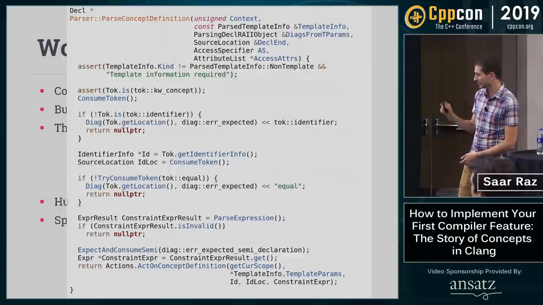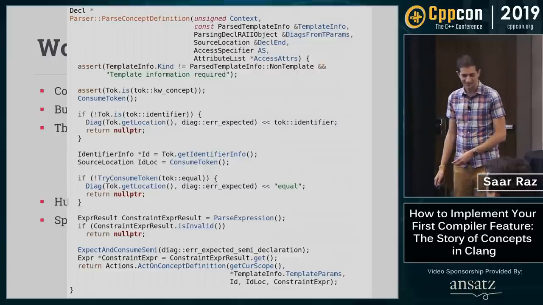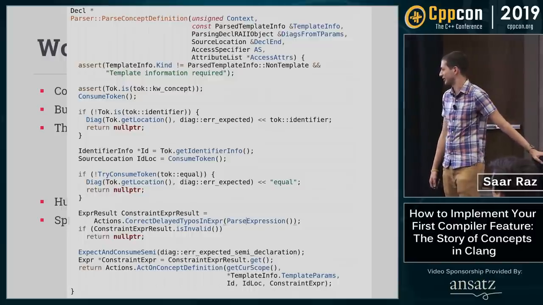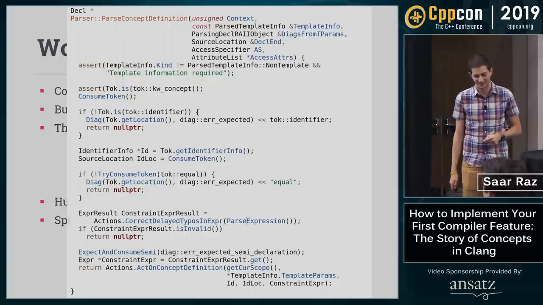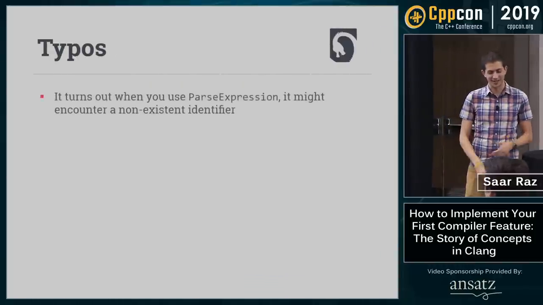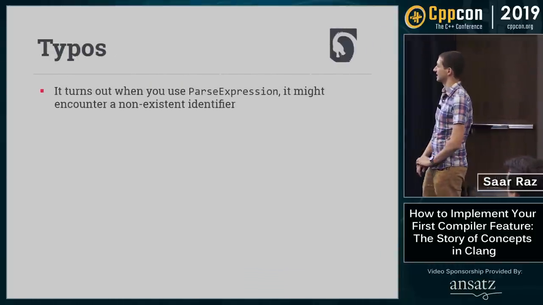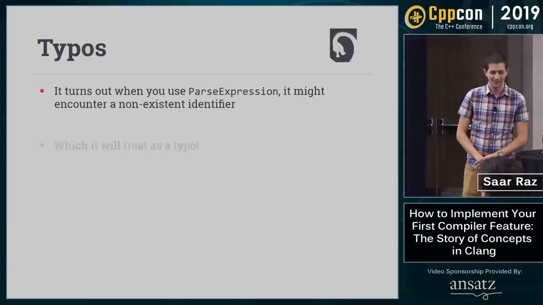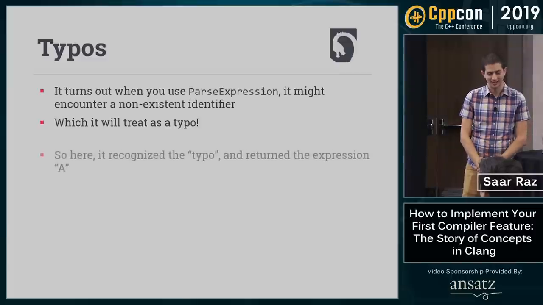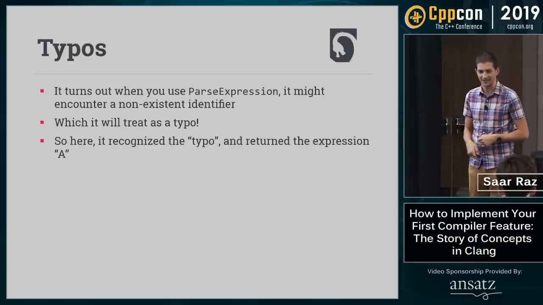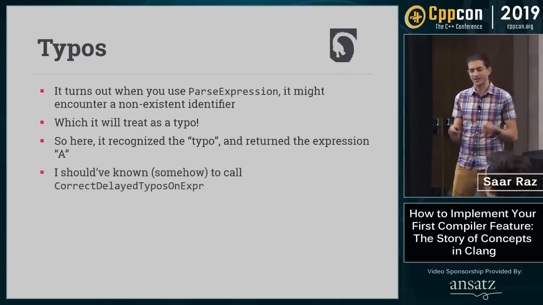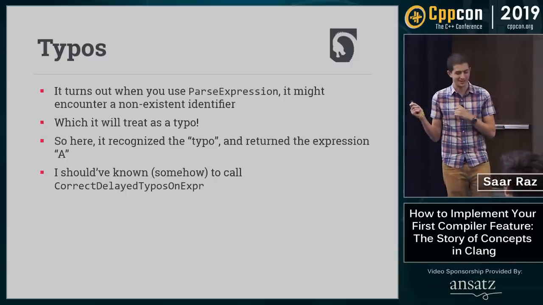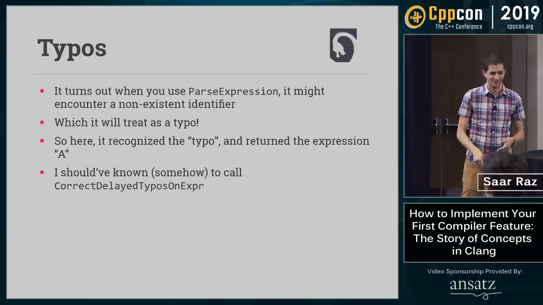No, that's actually, but the bug is there in the parse expression. And I don't know how you missed this, but I should have called actions.correctDelayTypos in expr on parse expression and not just parse expression, of course. So it turns out when you try to use parse expression and it encounters a non-existent identifier, it just tries to guess what you actually meant and returns that expression. Treats it as a typo. So it actually returned A here. And calling correct delay typos in expr causes the diagnostic to be printed. But if you don't do it, then it just doesn't get printed and your program compiles fine.